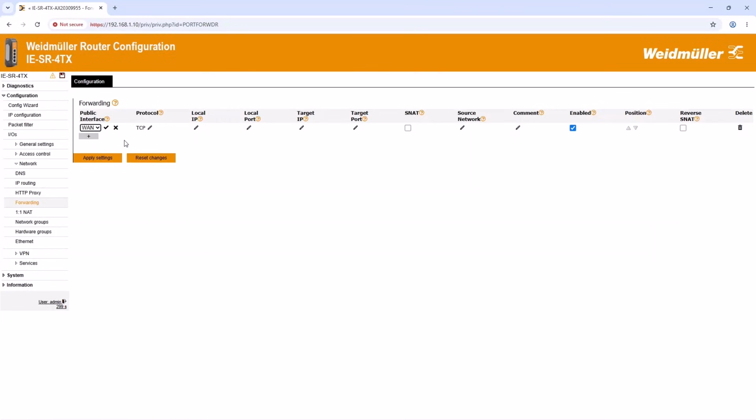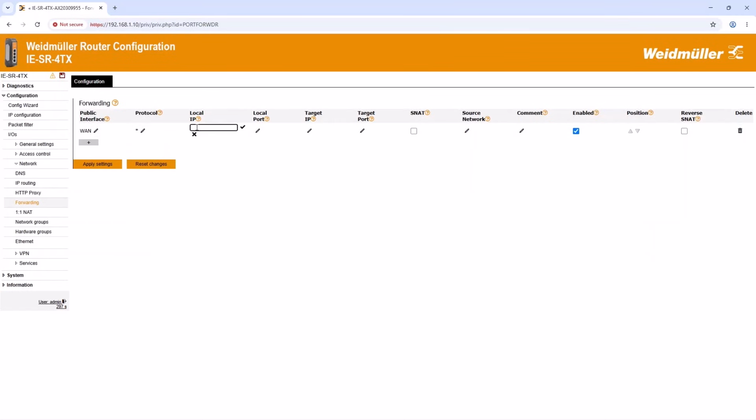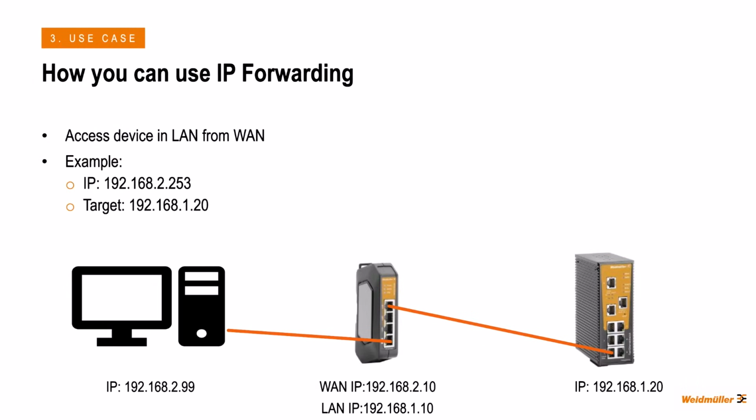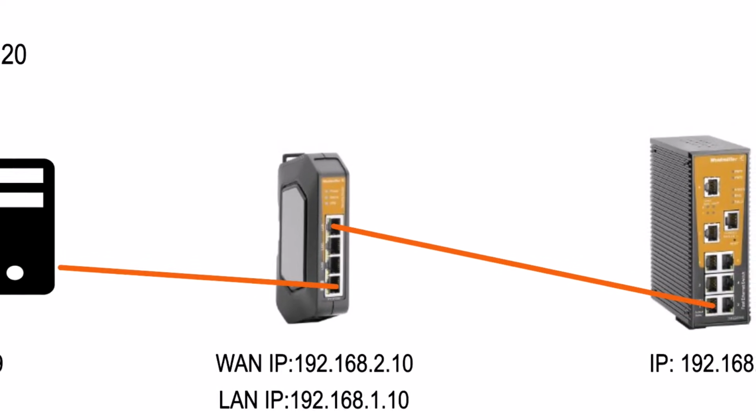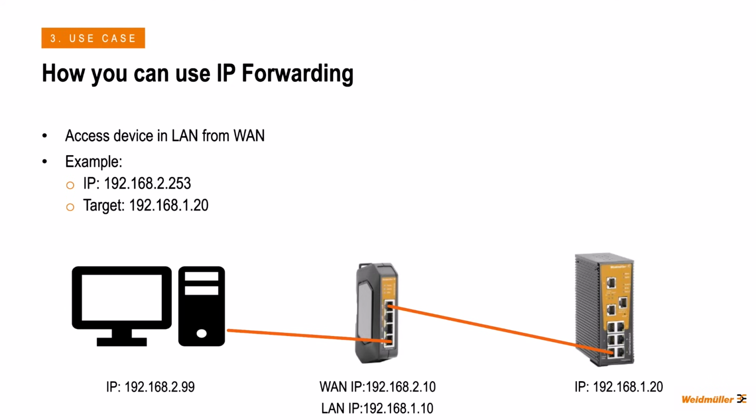Set the public interface to WAN. Set the protocol to any. Enter the local IP address 192.168.2.253. This is the address you call later to reach the device behind the router. This IP is an additional address in your network that is handled by the router. Make sure this address is available and not used by another device.